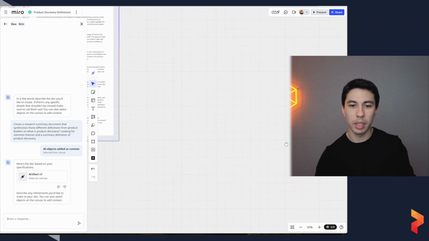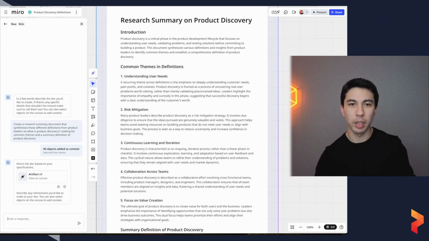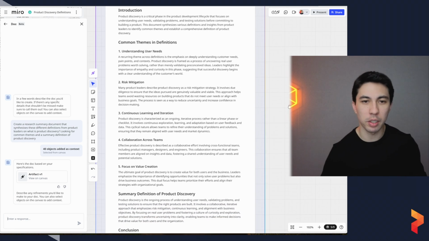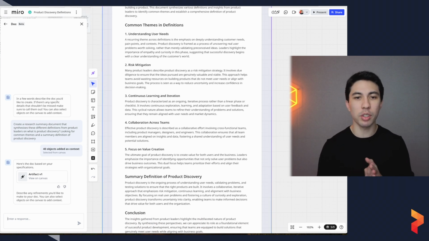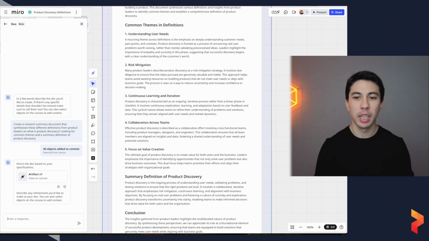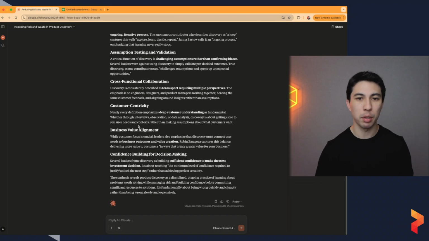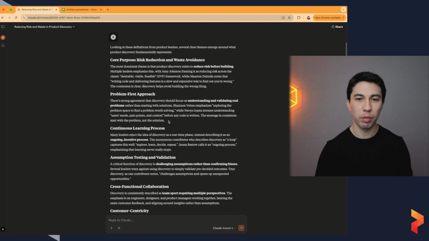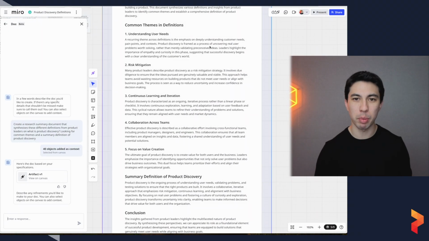So Miro has come up with, why are you moving me around? So first version of it gives an introduction to product discovery, which is cool. Common themes, very similar. Users' needs, risk mitigation, continuous learning, collaboration, and focus on value creation. Interesting, obviously calls out business and users there. It obviously has missed. What are some of the things that it has missed? It has missed assumptions testing, problem first approach. I guess it just hasn't called those things out specifically, right? So if we were to look at this, discovery begins with clear understanding.